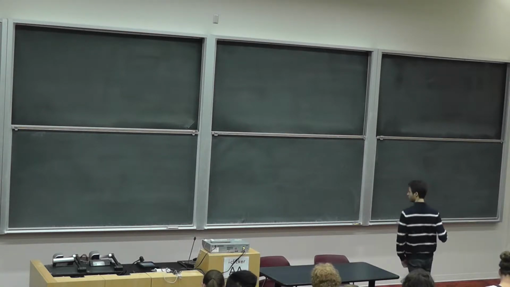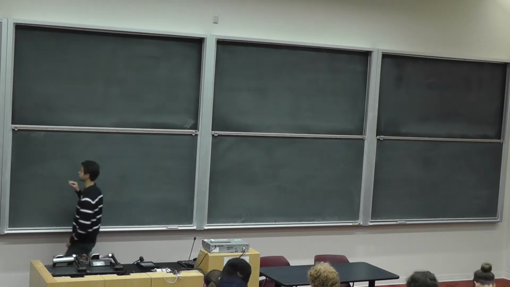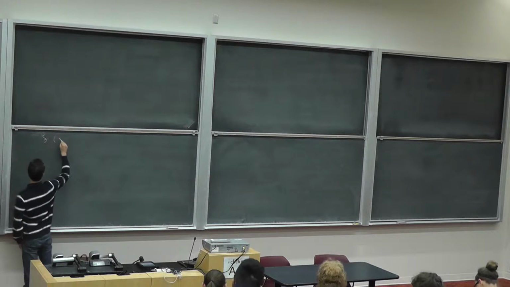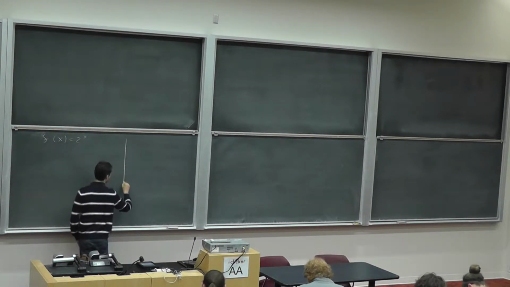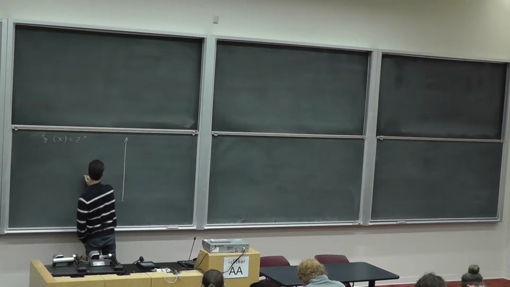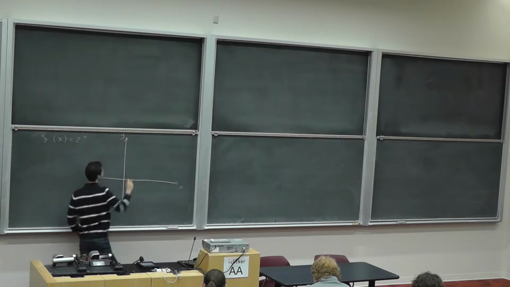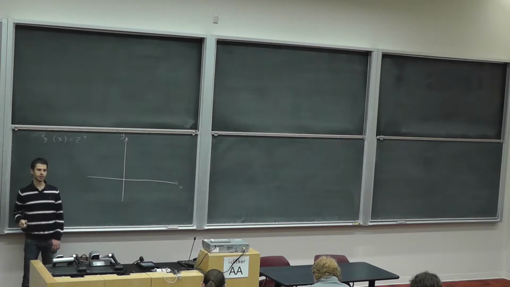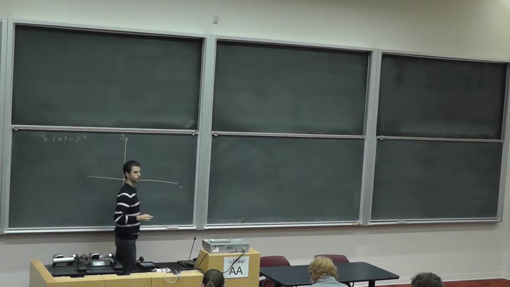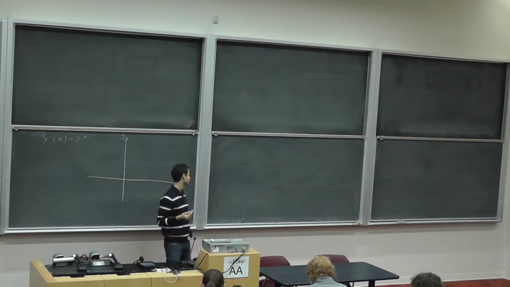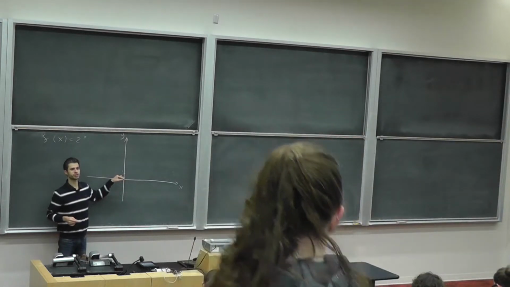So let me remind you both things. Let me start with the graph of the function 2 to the power x. The graph was as follows. When x is equal to 0, 2 to the power 0 is 1. Right.